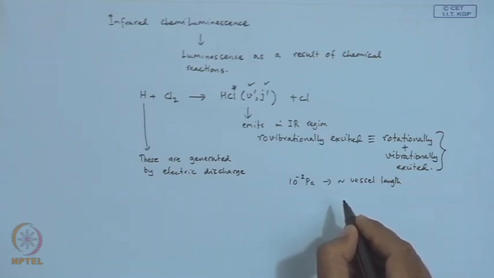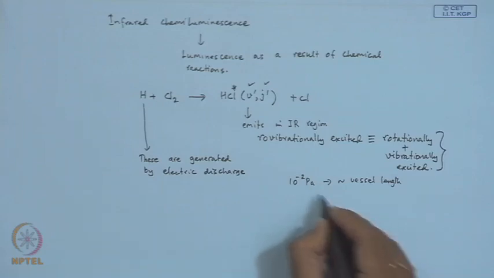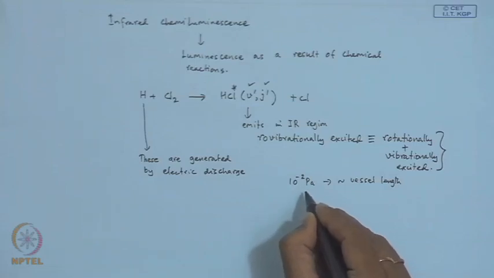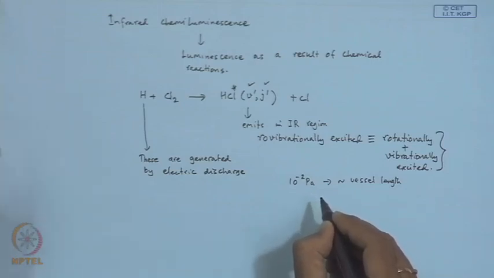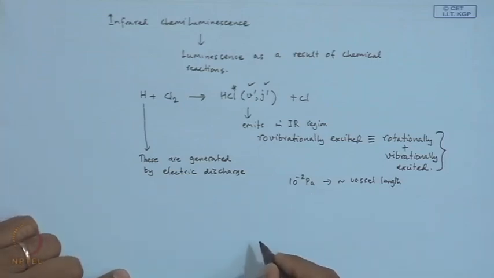Okay. So the IR emission you have to record in an IR emission spectrometer. So this is one way. You have to ensure that low enough pressure is there, so that the mean free path is about the vessel size, HCl hits the wall and sticks and is deactivated before any secondary collision. Deactivated means it is emitting IR photons.